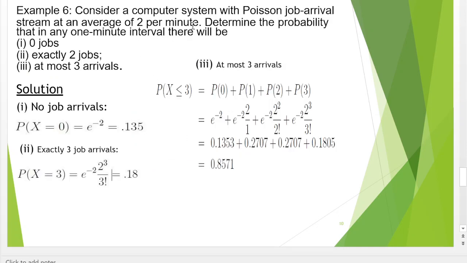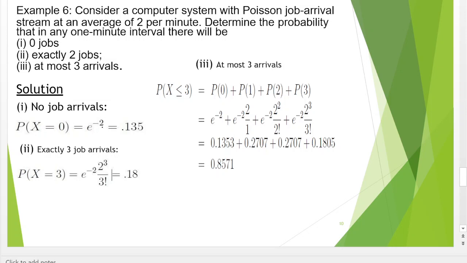Consider a computer system with Poisson job arrival stream at an average of 2 per minute. Determine the probability that in a 1 minute interval there will be 0 jobs, exactly 3 jobs, at most 3 arrivals. No job arrivals, that is x is equal to 0.